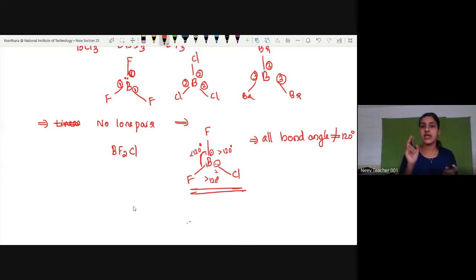Know where this is the ideal case and where this is the non-ideal case. If there is a lone pair, we should be concerned about the surrounding atoms. If the surrounding atoms are different, there will be a difference in repulsion, so there will be some slight change in bond angle. In the case of BF3, BCl3 and BBr3, the bond angle is the same. The BF3 bond angle is equal to the BCl3 bond angle, which is equal to BBr3. All are equal to 120 degrees.